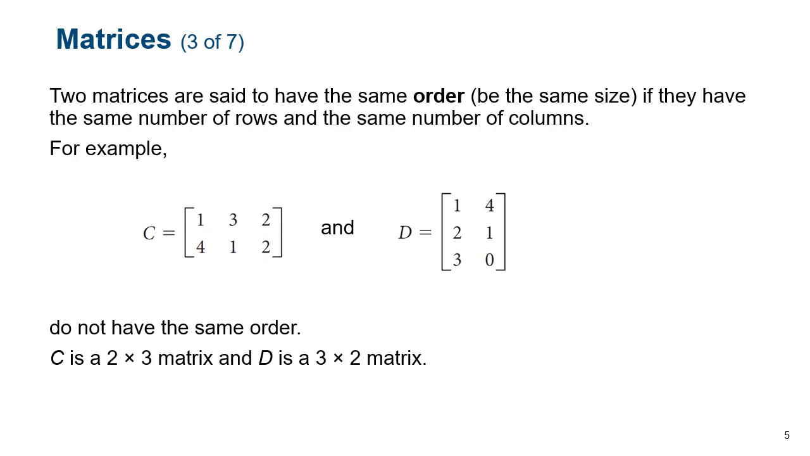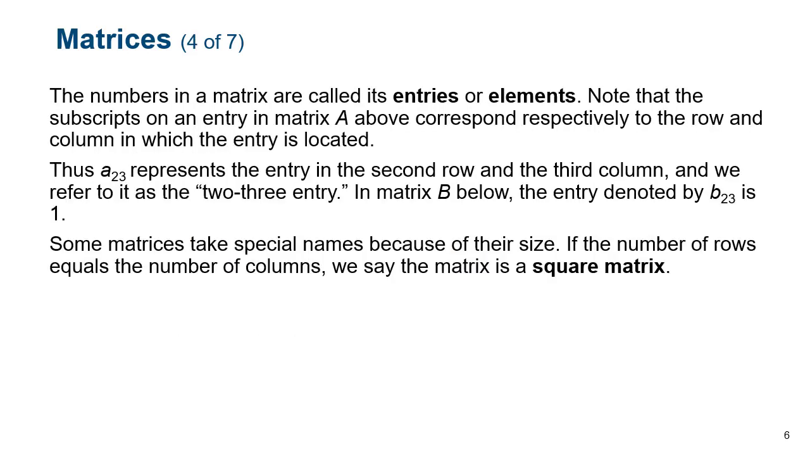Two matrices are said to have the same order, i.e. be the same size, if they have the same number of rows and the same number of columns. So for instance, even though these two matrices both have 6 numbers in them, they do not have the same order. C is a 2 by 3. Again, we do rows first and then columns: 2 rows by 3 columns, 2 by 3. Whereas D is a 3 by 2: 3 rows, 2 columns.